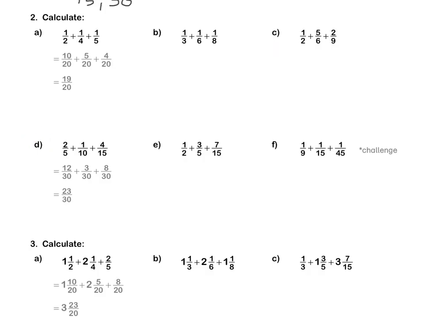Question D. Our lowest common multiple of these 3 numbers is 30. For our first fraction, we've times our denominators by 6. 2 times 6 is 12. Times by 3. Times by 3. Yeah, we've times by 2. 4 times 2 is 8. And we add up to get our final answer. Press pause to complete question E and F by yourself.